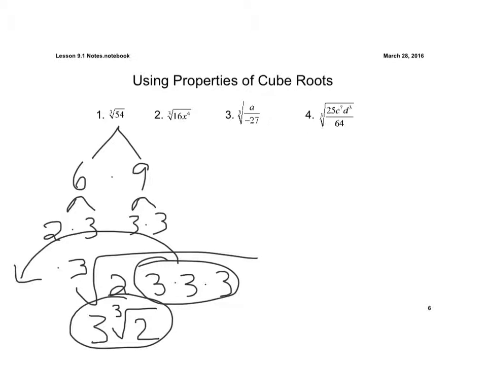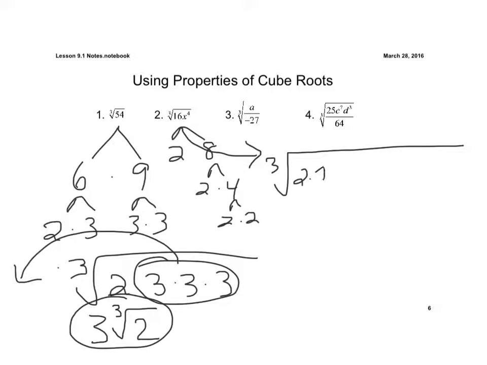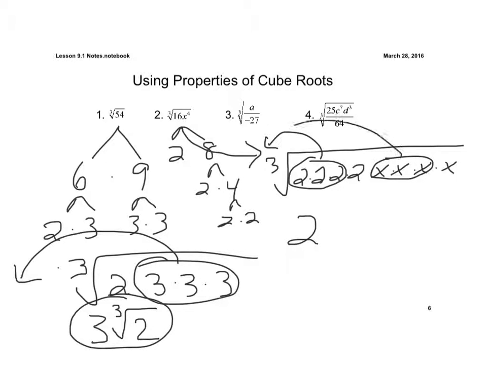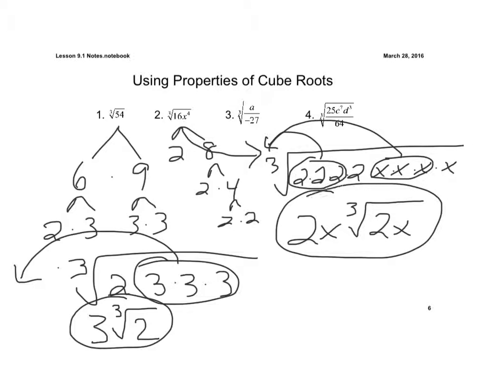Same thing occurs when we're doing it with variables. So again, 16 is 2 and 8. 8 is 2 and 4. And 4 is 2 and 2. So then underneath I have the cube root of 2 times 2 times 2 times 2 times x times x times x times x. Again, there's a triple. There's a triple. So I have a 2 go on the outside. I have an x go on the outside. And then underneath my cube root, I have a 2 and an x left. So there's my final answer.